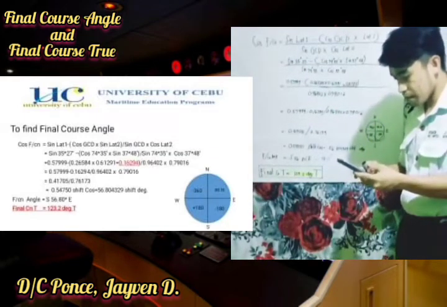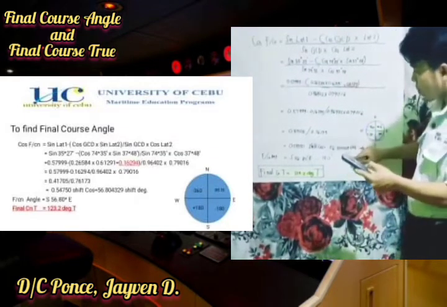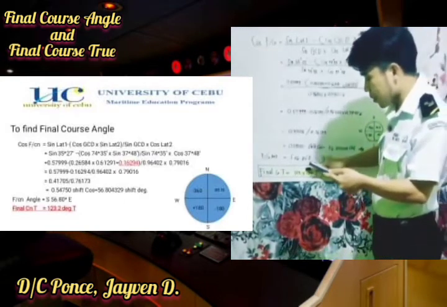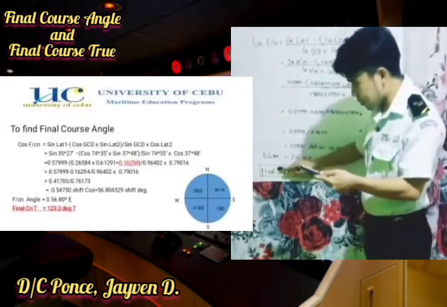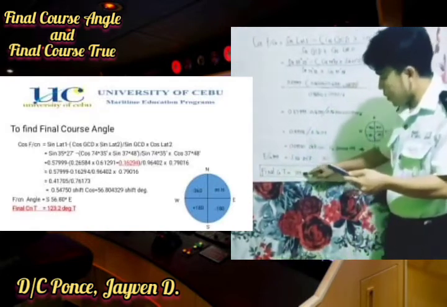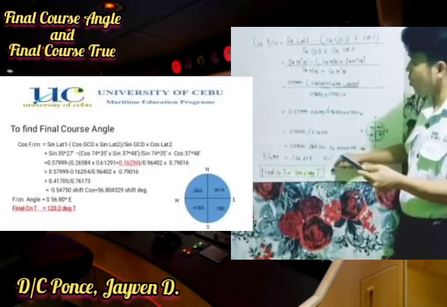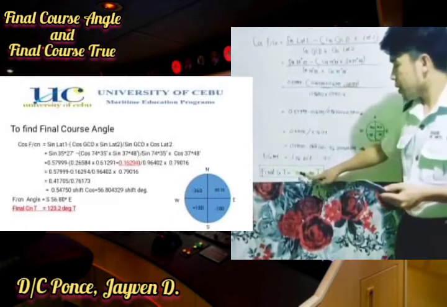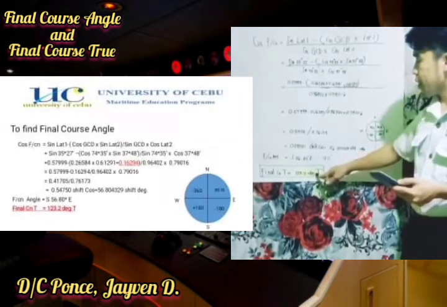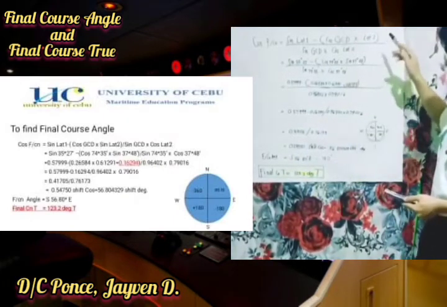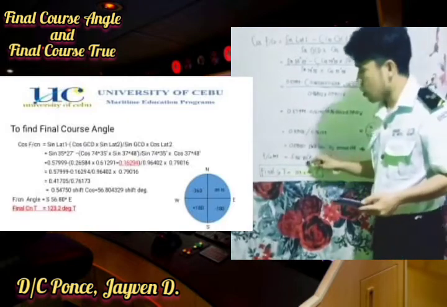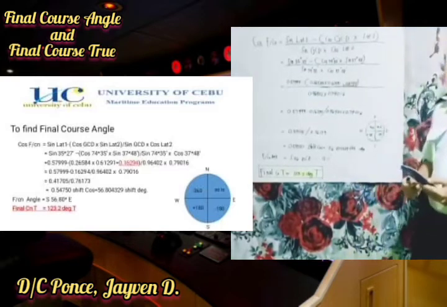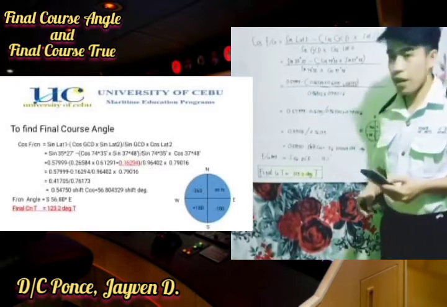We get this answer: 123.2 degrees true. So our final course true is 123.2 degrees true. Here, that's all for my topic, all about finding the final course angle and final course true.